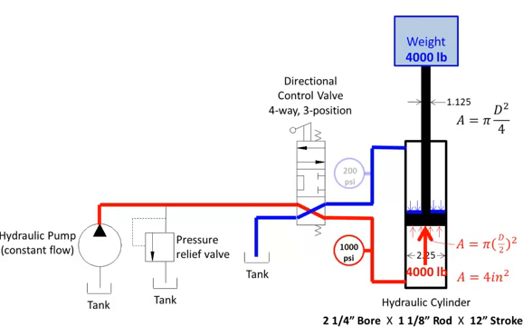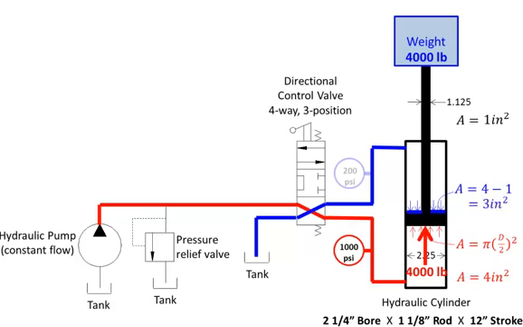If we were to calculate the area of the rod using the same equation, pi d squared over 4, diameter in this case being 1.125 inches, the cross-sectional area of that rod is 1 square inch. So the area of the top of the piston would be the 4 square inches of the entire piston, subtract out the 1 square inch of the rod, a 3 square inch area.